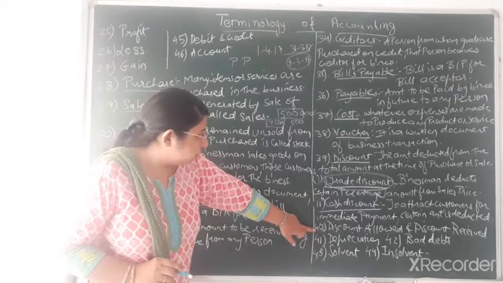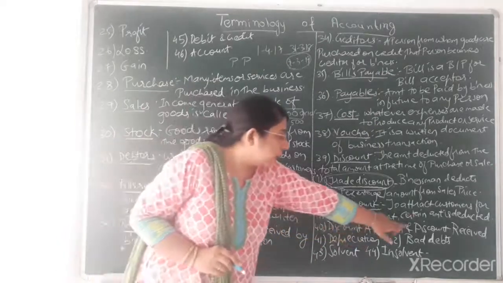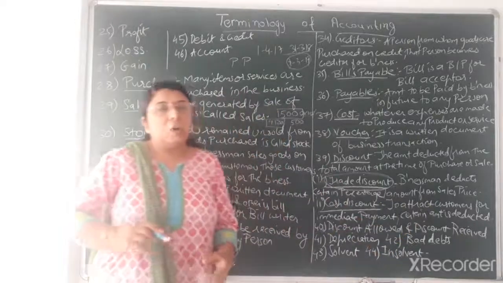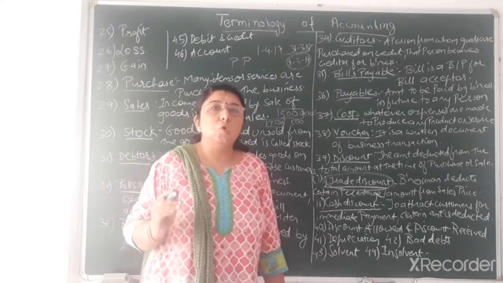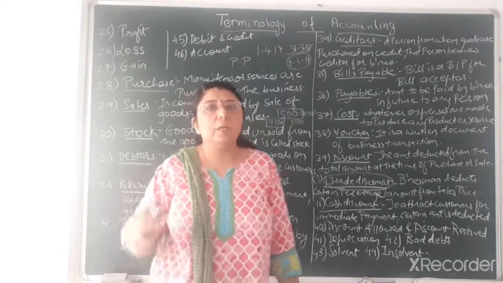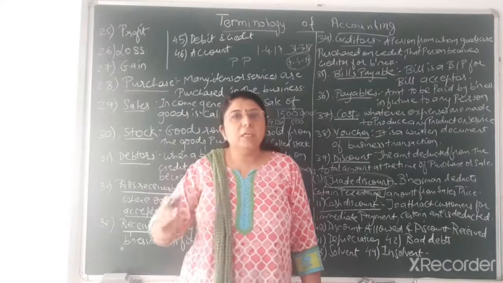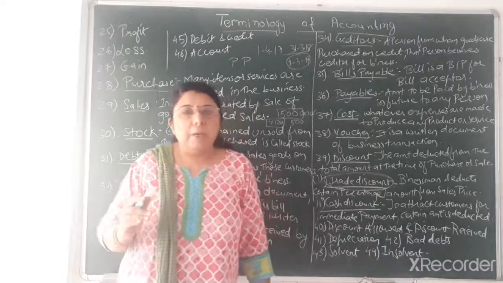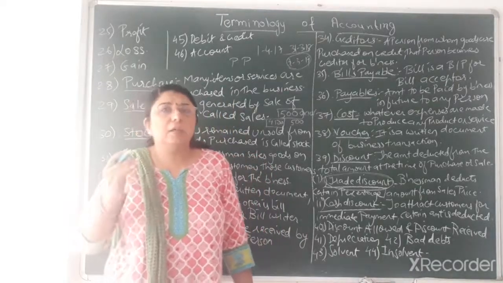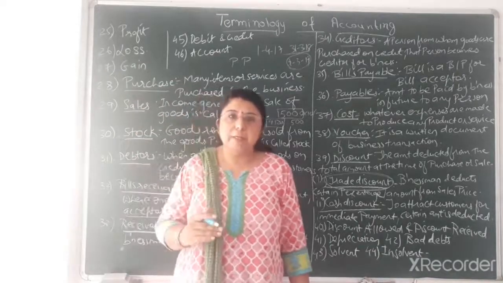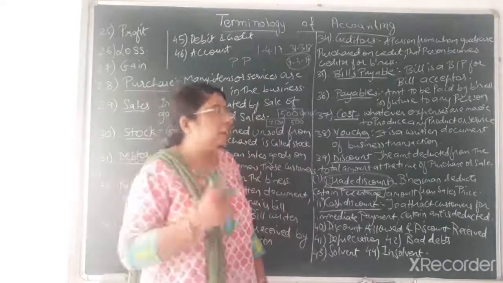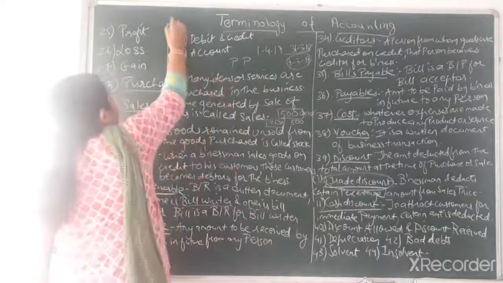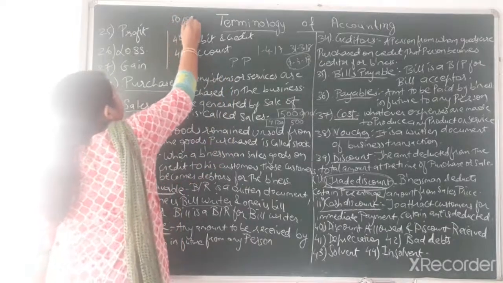Next comes 40th, that is discount allowed and discount received. Now, discount allowed and discount received. Suppose we are purchasing goods on credit, we are purchasing raw materials on credit, and immediately we are not making the payment, but in the future we have to make the payment. Suppose we have purchased raw material worth rupees 50,000.